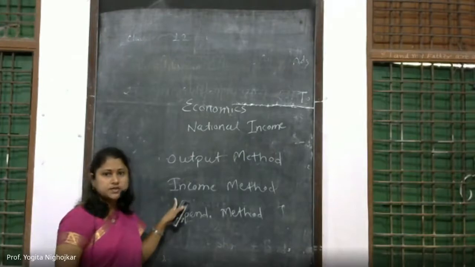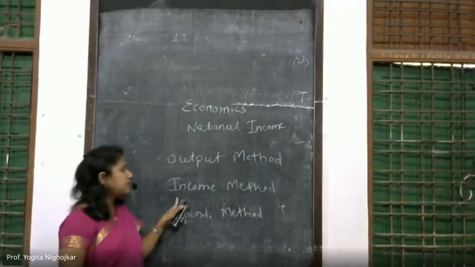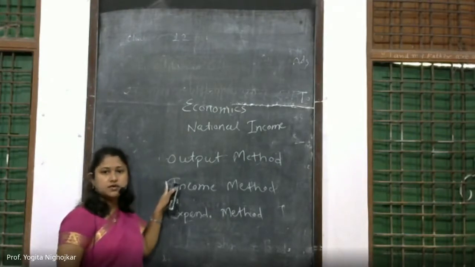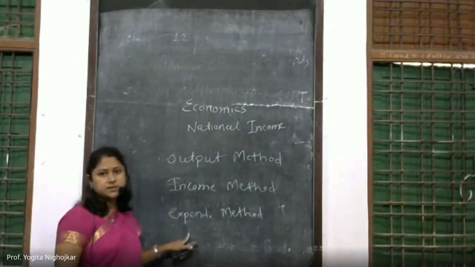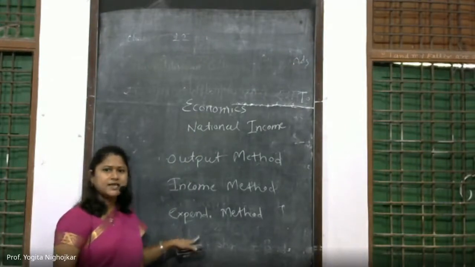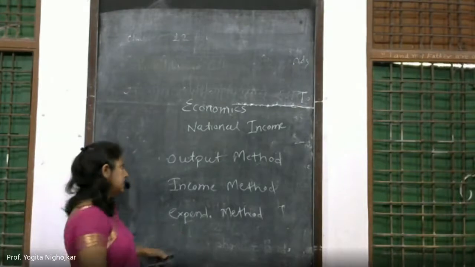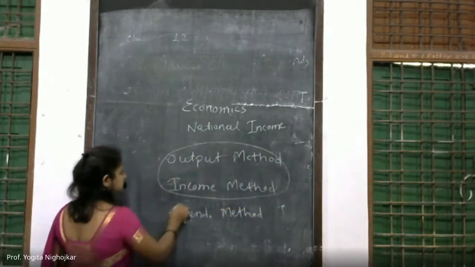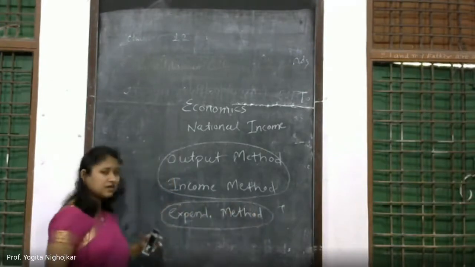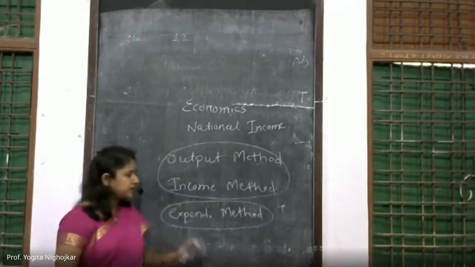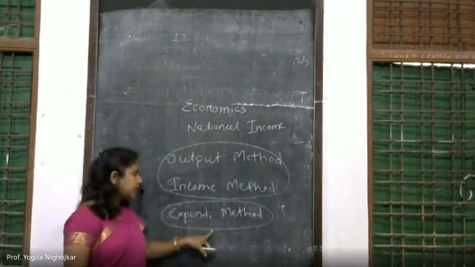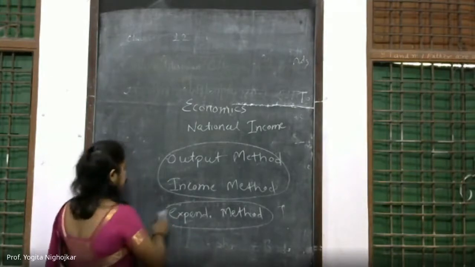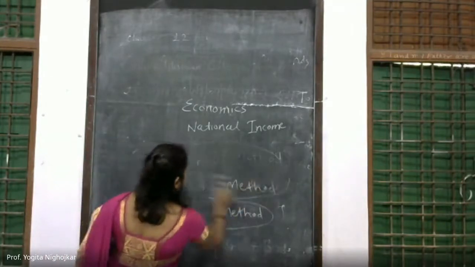Output method and income method, these two methods are extensively used. Generally these two methods are broadly used, and the expenditure method is rarely used by any country because of practical difficulties. Now we learn about the difficulties.